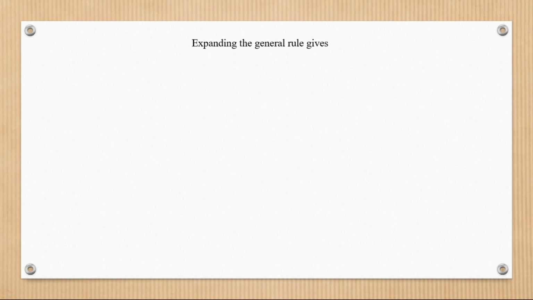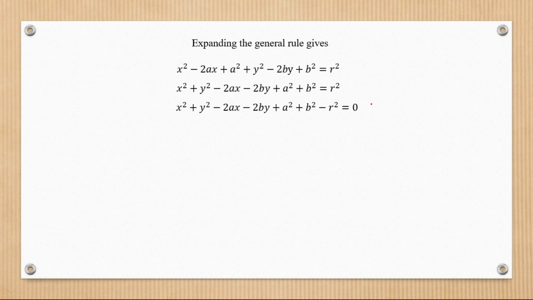Alright, now we're going to expand the general rule to form a Cartesian form of it. This is the general rule expanded. When we expanded X minus A squared, we got X squared minus 2AX plus A squared. When we expanded Y minus B squared, we got Y squared minus 2BY plus B squared is equal to R squared. Next we can collect terms that look alike. We have X squared plus Y squared minus 2AX minus 2BY plus A squared plus B squared is equal to R squared. Then I can bring the R squared to this side and leave a 0 on the other side.